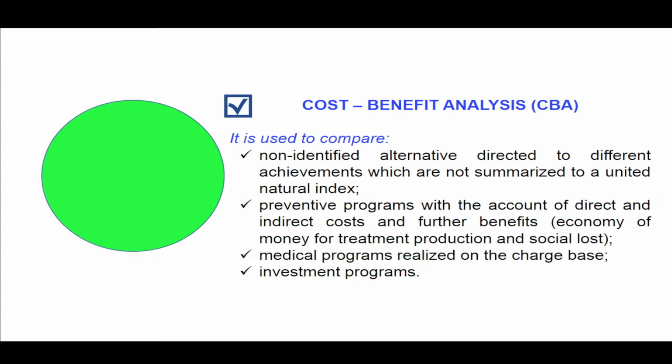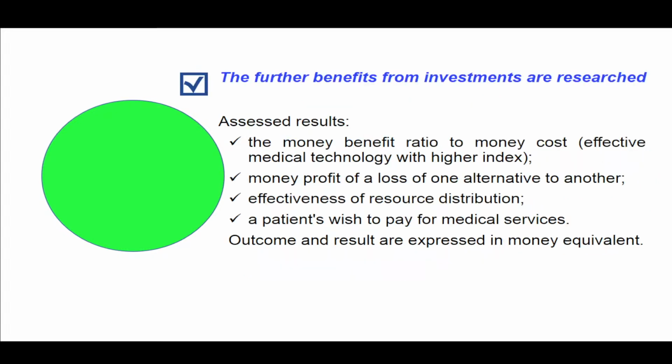The next is cost benefit analysis, we call CBA. This method is used to compare non-identified alternatives directed to different achievements which are not summarized to a united natural index. Preventive program with the count of direct and indirect costs, we call direct or indirect costing. Medical program, investment program, and so on.